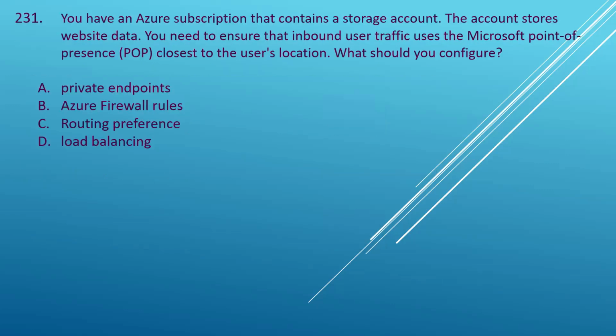Question number 231. You have an Azure subscription that contains a storage account. The account stores website data. You need to ensure that inbound user traffic uses the Microsoft point of presence, POP, closest to user's location. What should you configure? And your options are private endpoints, Azure firewall rules, routing preference, load balancing. And the correct answer here is option C, routing preference.